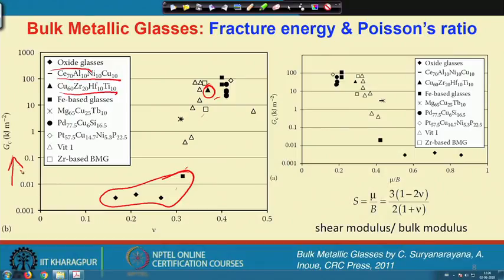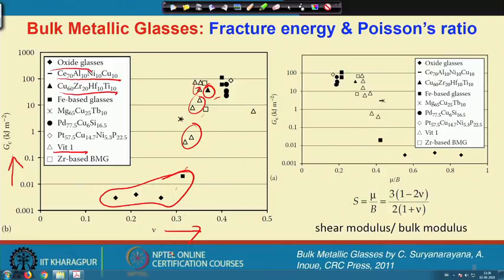In the case of metallic glasses, since the bonding is metallic, usually a little higher fracture toughness is observed, and the fracture energy is also higher. For a Vitreloy glass, which is a zirconium based glass, these values lie somewhere here. People try to correlate with some of the elastic constants, here the ratio mu by B, where the shear modulus is G, or mu, and B is the bulk modulus, which is also a function of Poisson's ratio.